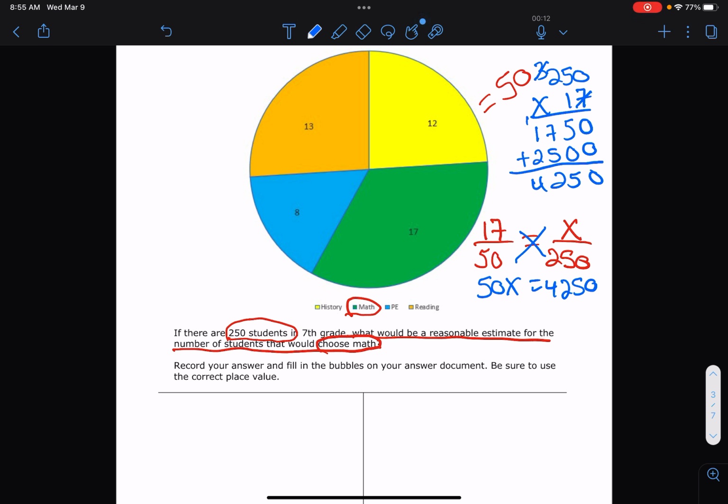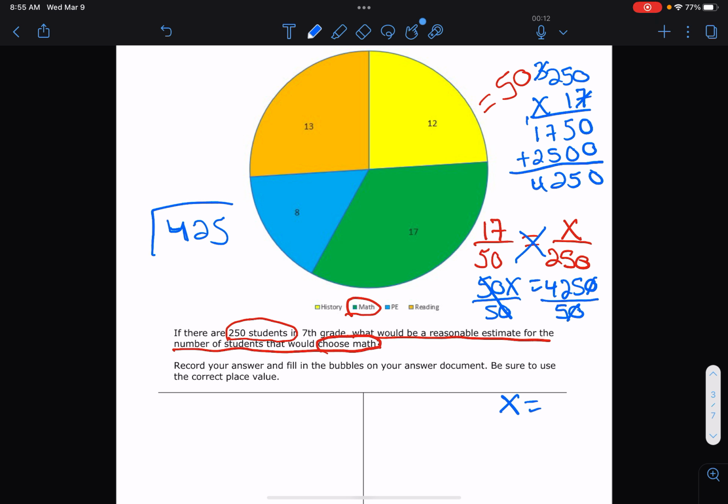No, your last step is to divide, and you're going to divide by, yes, the coefficient. Remember, you always divide by the coefficient, which is the number in front of the variable, in front of the letter. So 50x divided by 50 is x, and then 4,250 divided by 50. So I have a 0 here and a 0 here, so I'm going to cross them out. I still get the same answer.